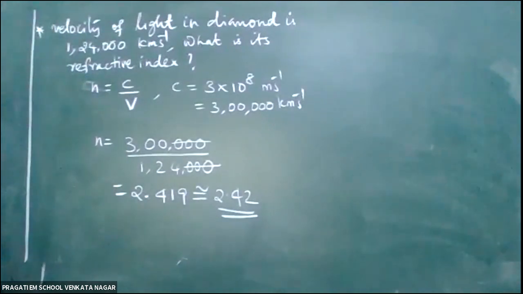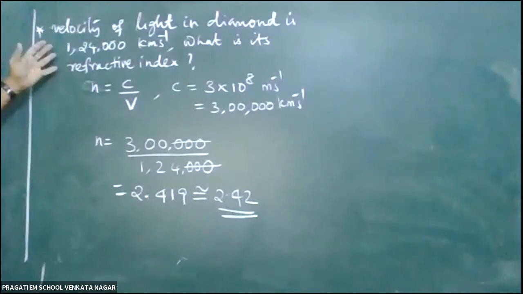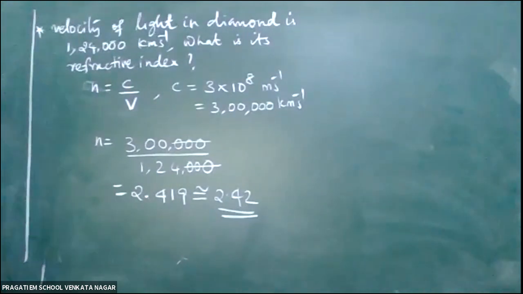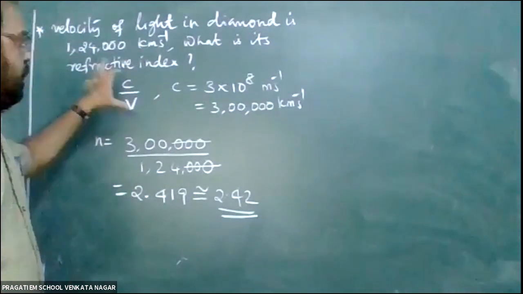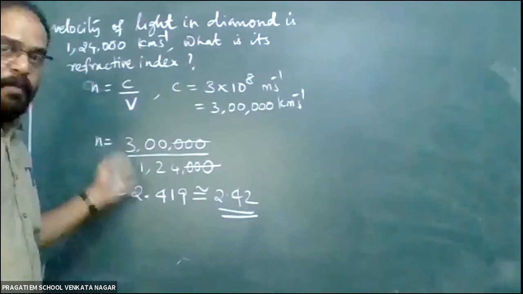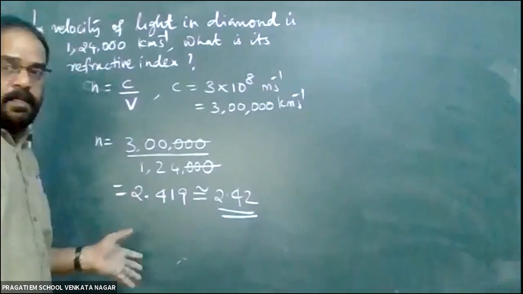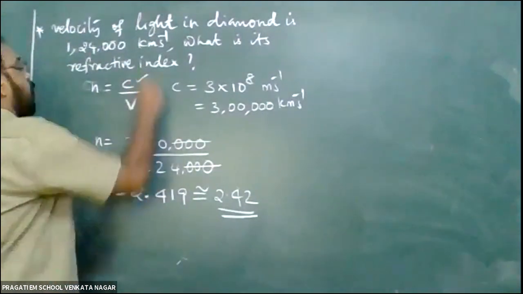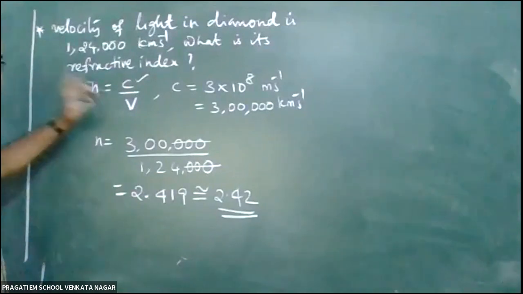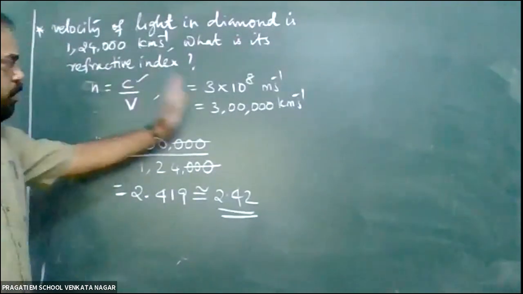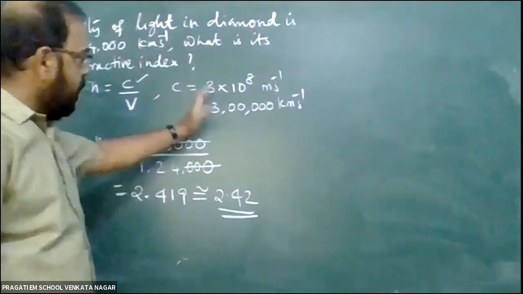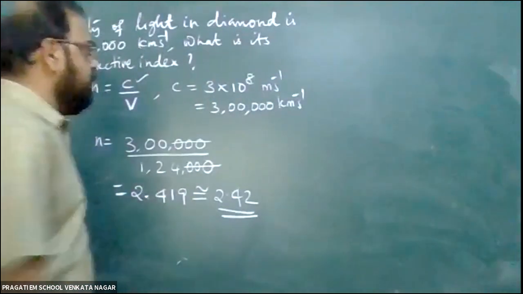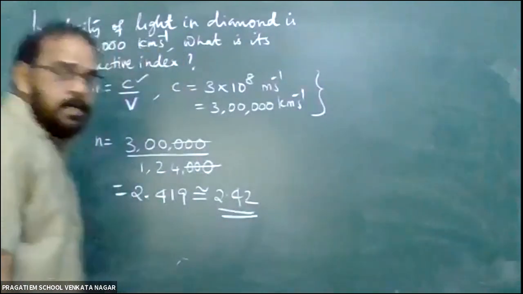So here the question is giving the velocity and finding the refractive index. In the previous two cases, we found the velocity of light in different media when the refractive index is given. This relation is very useful. You will get half mark questions, 1 mark questions, even 2 mark questions based on it. Almost always we use this formula, N is equal to C by V. Here C is a constant. The value of C you must always remember: 3 into 10 to the power 8 meter per second, that is equal to 3 lakhs kilometer per second.